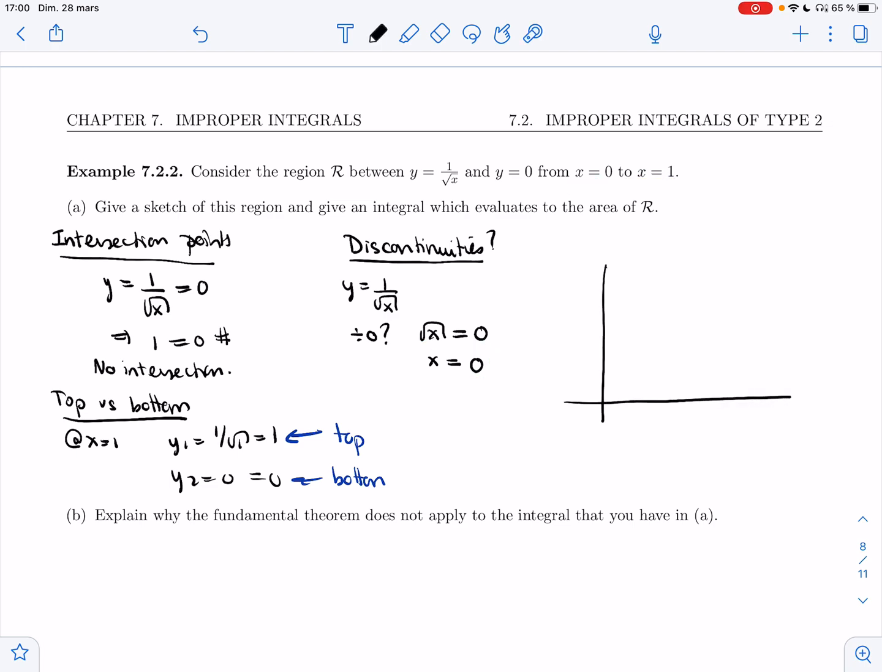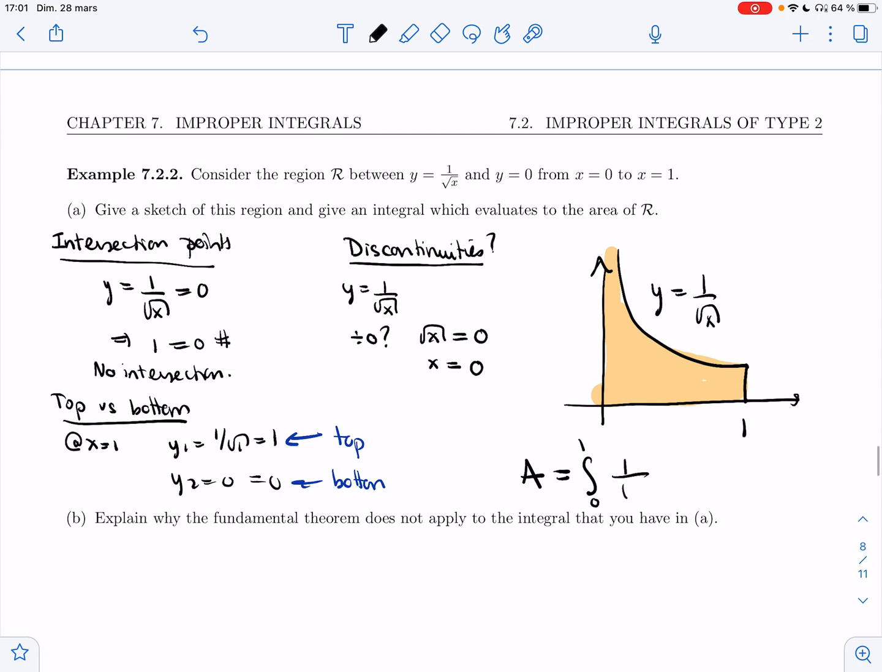So let's see what everything will look like. So I have an asymptote here up to 1. This is the region I want. We said the top is 1 over root of x, the bottom is 0, and so we're looking for the integral from 0 to 1 of top minus bottom, minus 0, let's not put it, dx. All right, we have a discontinuity, so we cannot apply FTC.